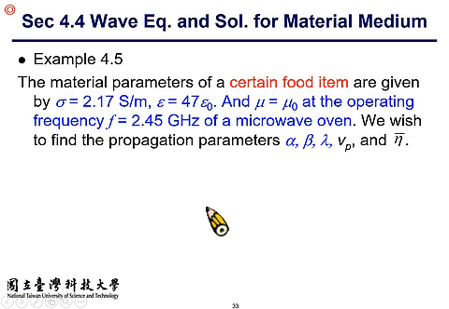So now let's take a look at some examples. Example 4.5 shows the material property of a certain food item. In fact, this is kind of frozen meat. I guess the item it refers to is frozen meat. All right, so it has a conductivity sigma of 2.17 Siemens per meter. This is a relatively high number, which means this frozen meat has a certain conductivity. For your reference, the conductivity of seawater is about 4. And seawater is already considered a conductor.